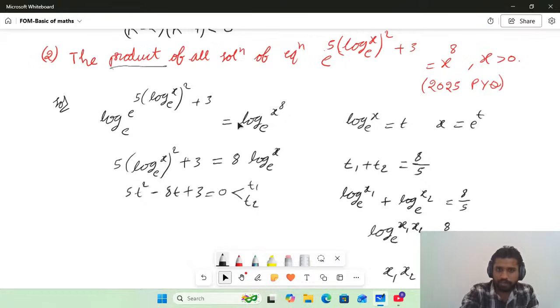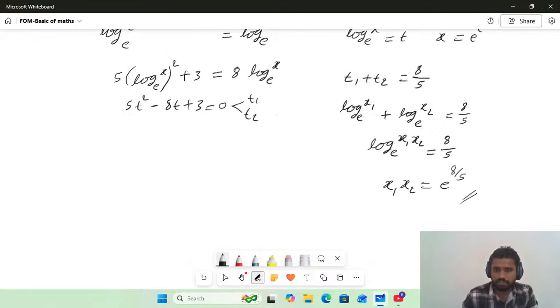So x1 and x2 are the solutions of this equation, and the product of solutions is e power 8 by 5. So this is the final answer. x1 x2 equals e power 8 by 5 is the final answer for this question.